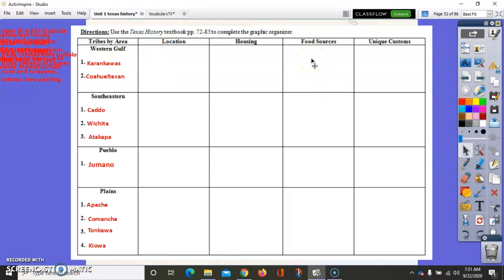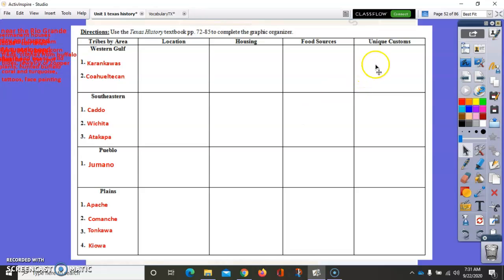Food sources. How did they eat? Is where they lived going to have an impact on how they are able to get food? So again, although there might be some differences between the Coahuiltecan and the Karankawas, as you read about the Karankawas, you're going to find information that would be true of the Coahuiltecans as well. Same thing with the Caddo, Wichita, and Atakapa.